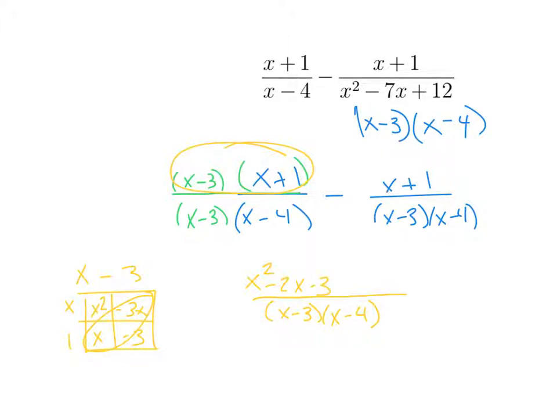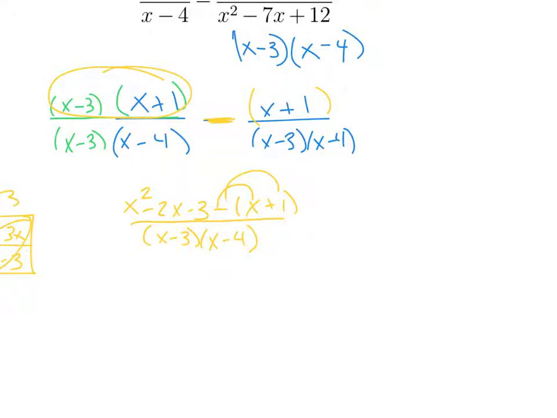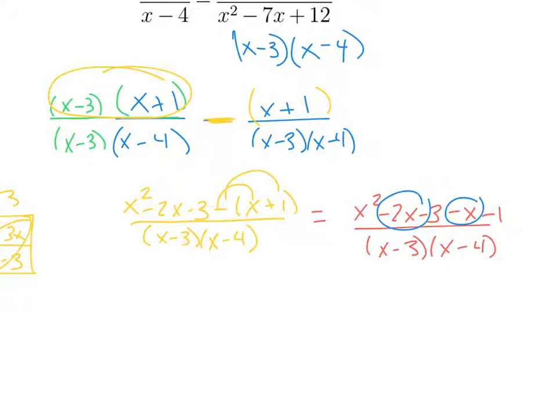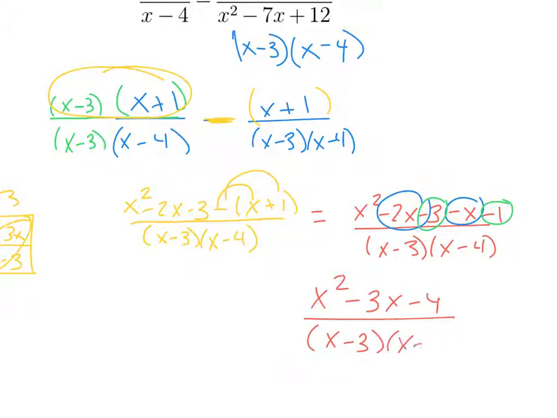Now the only thing you have to be careful with in this specific problem is if you notice there's a negative. That negative owns the whole entire x plus 1. So that being said, you need to distribute the negative to both pieces. So this top is really x squared minus 2x minus 3 minus x minus 1, all over x minus 3 times x minus 4. On the top I can combine like terms. I can combine negative 2x and negative x. I can also combine the negative 3 and the negative 1. So my top will become x squared minus 3x minus 4 all over x minus 3, x minus 4.